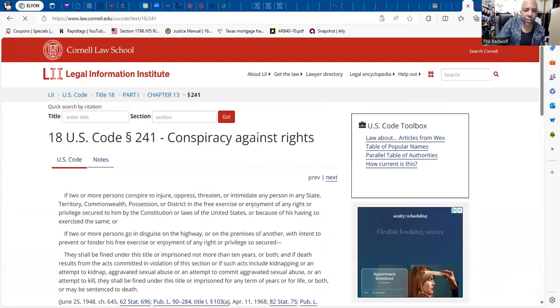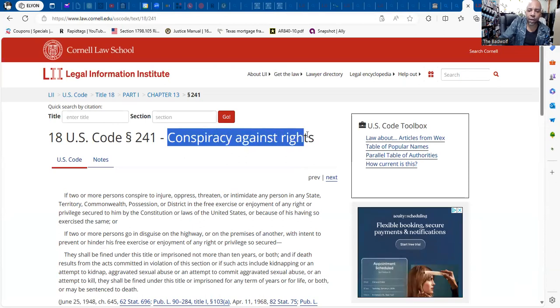Oh, okay, my bad. I apologize. 241 is conspiracy against your rights. Okay. So you have the rights, and 241 is the conspiracy of those rights. If two or more persons go in disguise on a highway, now what they're saying here can be interpreted as police officers on the highway who are operating privately, and they're not sheriffs, and then they do these certain things listed here. It says the free exercise or enjoyment of any right or privilege secured to him by the Constitution or laws of the United States.